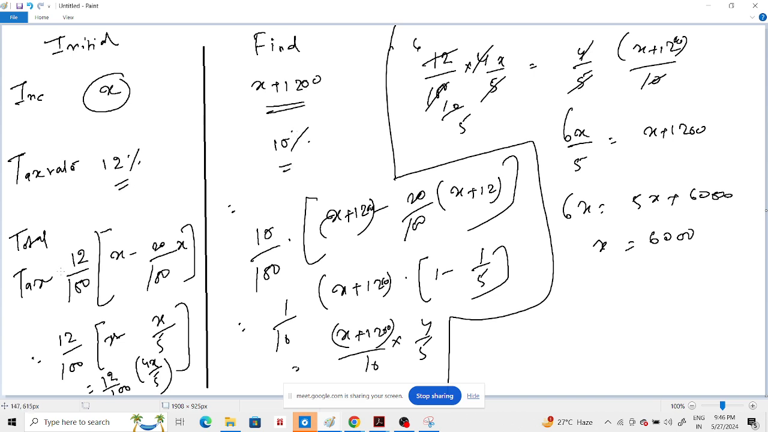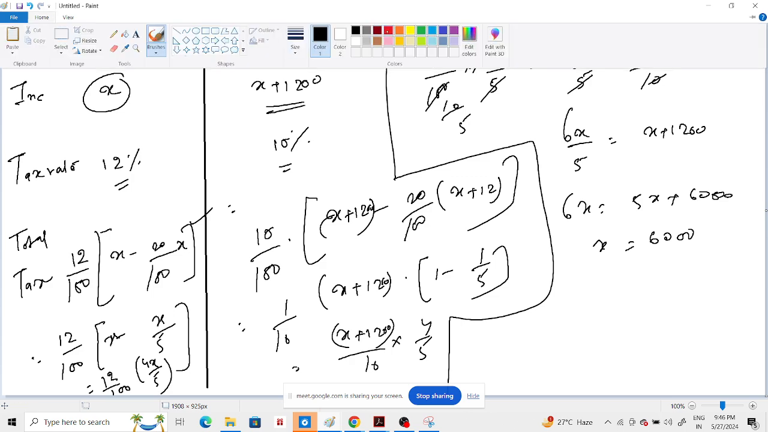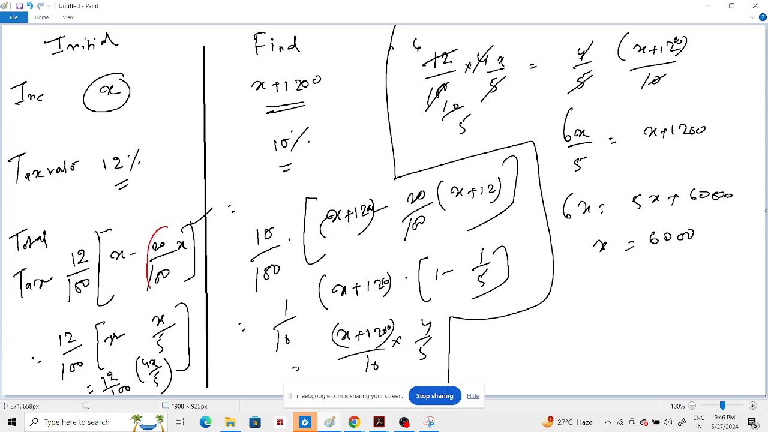What is the total tax that he used to pay earlier? 12% of X minus 20% of X. Did you understand this part? Yes, sir. Why? Because you see it is given the 20% exemption. That is why we subtract 20% and then add tax on that. Now here also there is a 20% exemption.